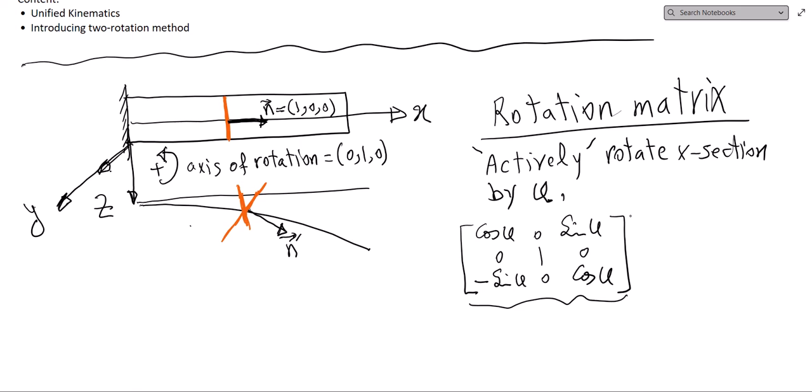Now I come and transform my initial normal vector for my cross section, and that will give me cosine phi, 0, minus sine phi.